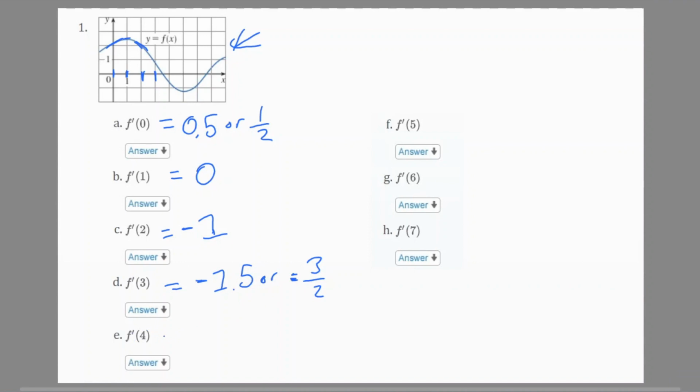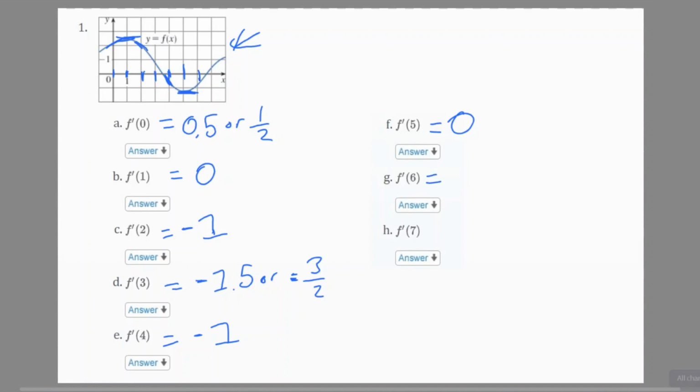So E is asking us f prime of 4. So 4 is right here, and we can see the slope is evening out here. It is still negative, just a smaller negative number. So we could estimate that to be about -1 slope. And then f prime of 5, which is right here, is a similar scenario to f prime of 1, in which the tangent line is just horizontal, which means that the slope is 0.